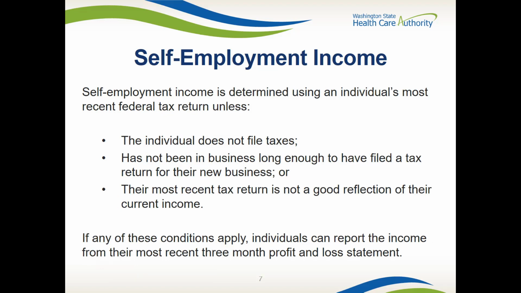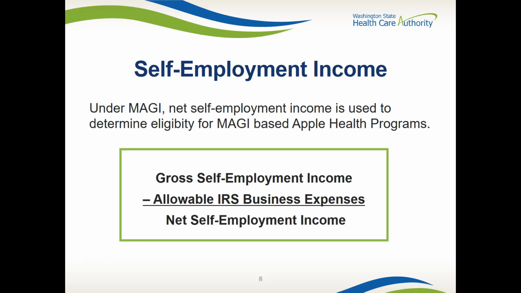Self-employment income is determined using an individual's most recent federal tax return or their most recent 3-month profit and loss statement. Self-employment income is determined using an individual's most recent federal tax return unless the individual does not file taxes, has not been in business long enough to have filed a tax return for their new business, or their most recent tax return is not a good reflection of their current income. If any of these conditions apply, the individual can report the income from their most recent 3-month profit and loss statement. Under MAGI, net self-employment income, which is gross income minus allowable business expenses, is used to determine the eligibility for MAGI-based Apple Health programs.